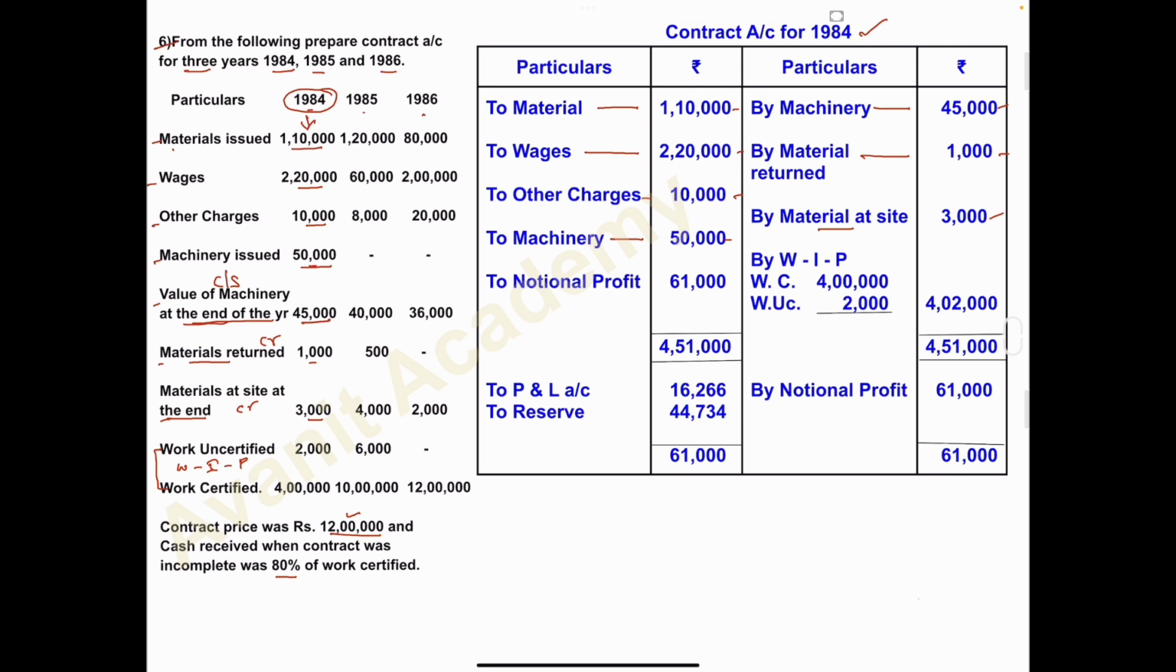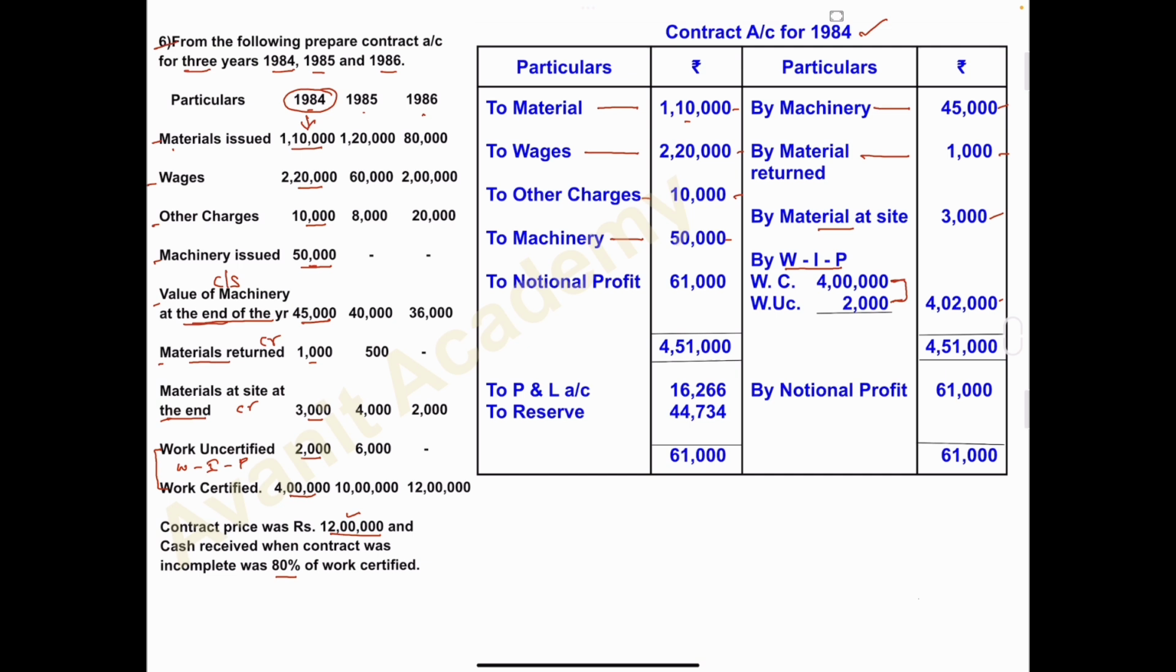Next is work uncertified and work certified. These two items we will take under the head work in progress. In work in progress, the work certified amount is 4 lakh, and the work uncertified amount is 2,000. The total of these two is 4 lakh 2,000. Clear?